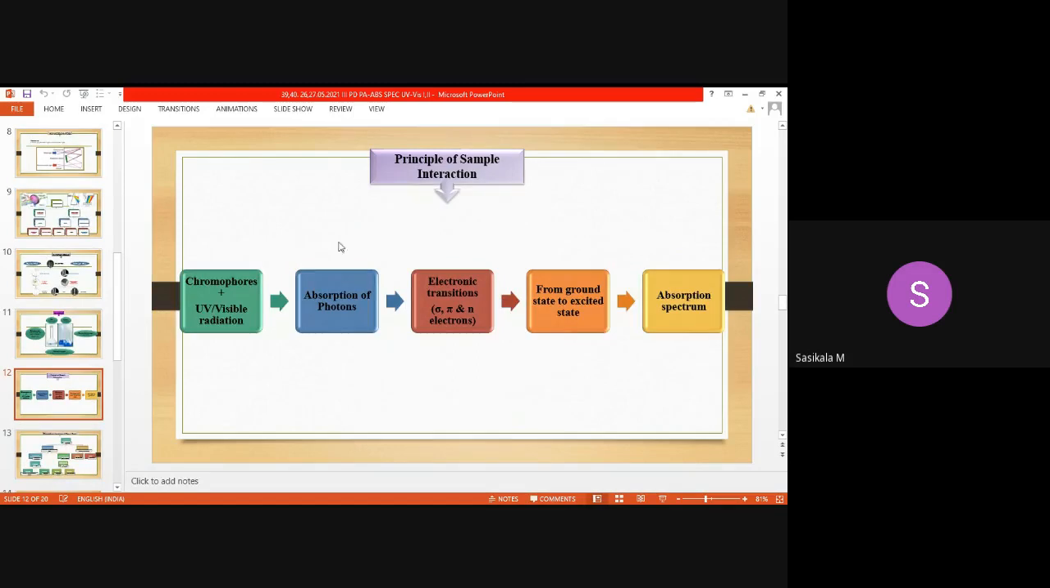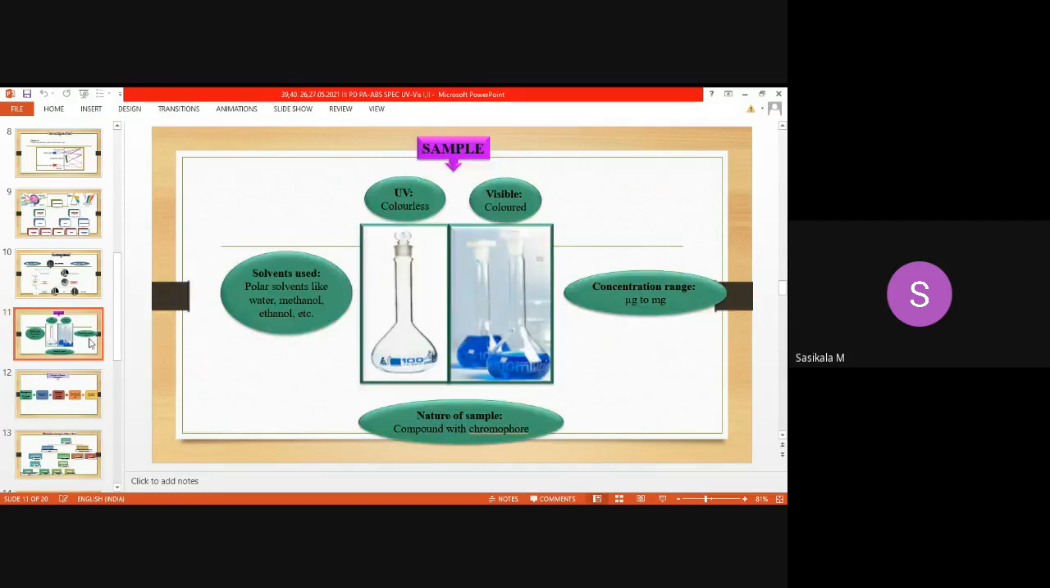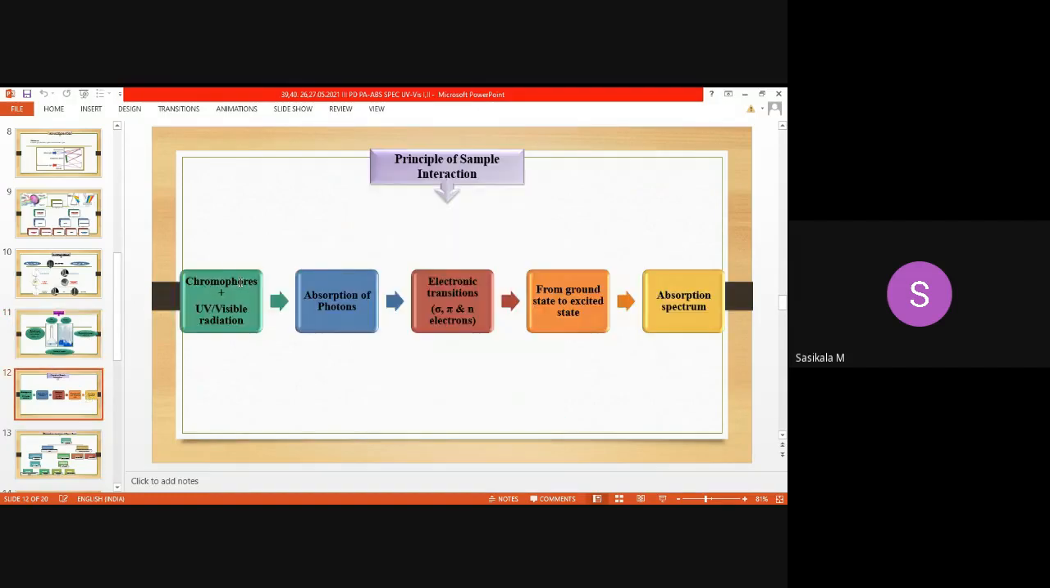So next we'll see the principle of sample interaction. This we have already seen. Electronic transitions occur. So, chromophores, what type of substances are we going to analyze? Chromophoric substances, and those chromophores will interact with the UV visible radiation. Chromophores, unsaturated systems, will interact with UV visible radiation, so it absorbs radiation energy. What process takes place? Absorption of photons of UV visible radiation. Then electronic transitions will occur.